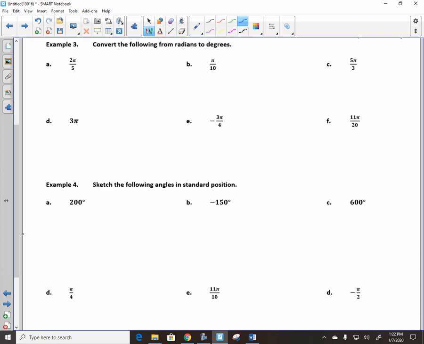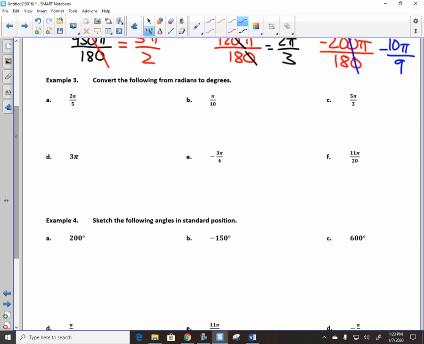Okay, we're going to go through this and then you'll get your assignment. Now we're going to convert the other way. We're going to convert from radians to degrees. In order to convert from radians to degrees, we take theta, we multiply by 180, and we divide it by pi. So theta now is 2 pi over 5, and you multiply by 180 over pi. The important thing to notice is what's going to cancel.